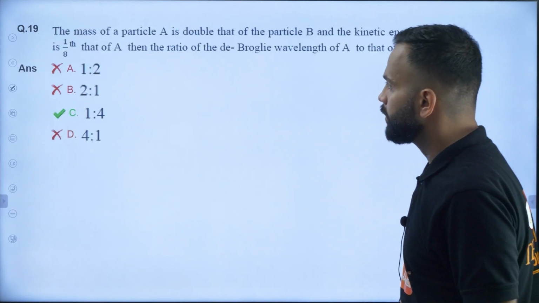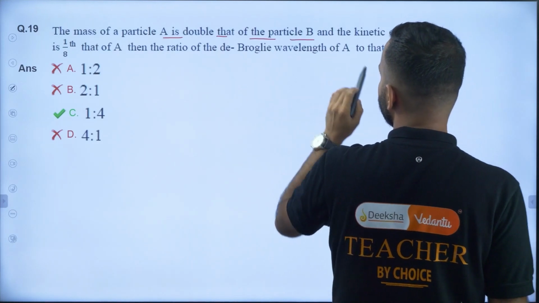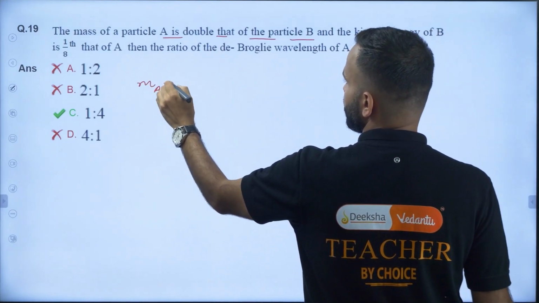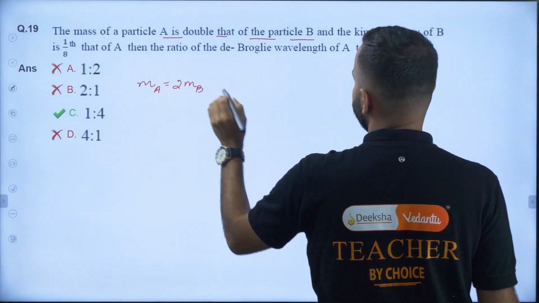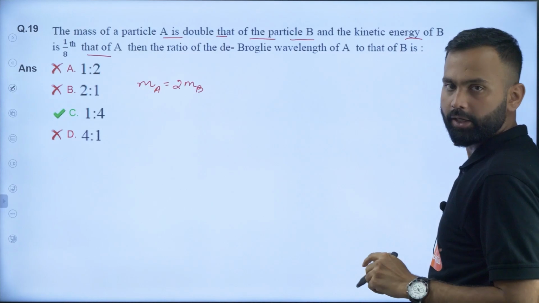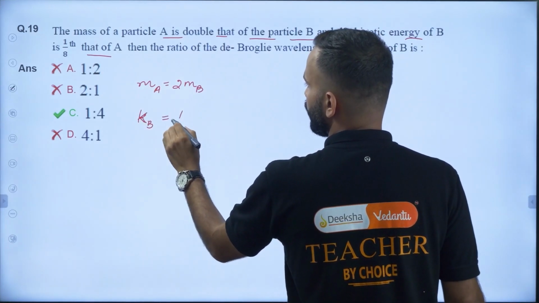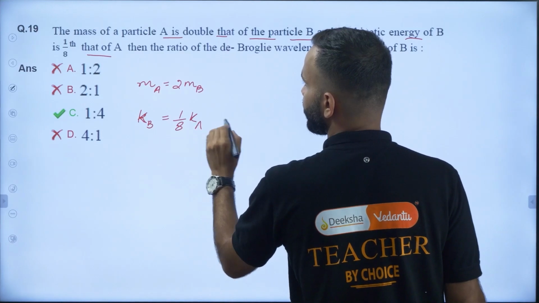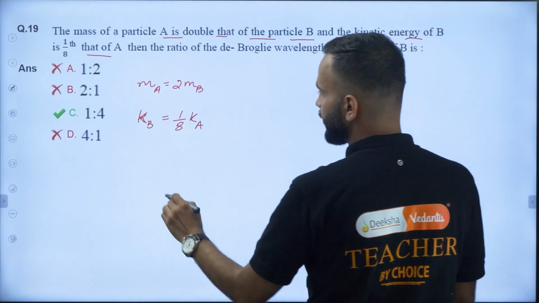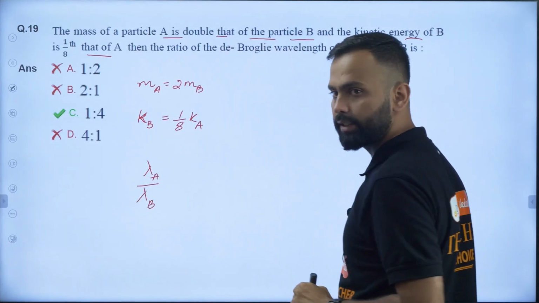Yeah. Question number 19. The mass of a particle A is double that of the particle B, and the kinetic energy of B is 1 by 8th that of A. Then the ratio of the de Broglie wavelength of A to that of B, that is lambda A divided by lambda B, we need to find, isn't it?